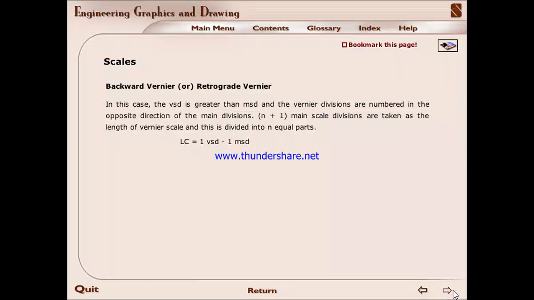Backward vernier or retrograde vernier. In this case, the VSD is greater than MSD and the vernier divisions are numbered in the opposite direction of the main divisions. N plus 1 main scale divisions are taken as the length of the vernier scale, and this is divided into n equal parts. LC is equal to 1 VSD minus 1 MSD.